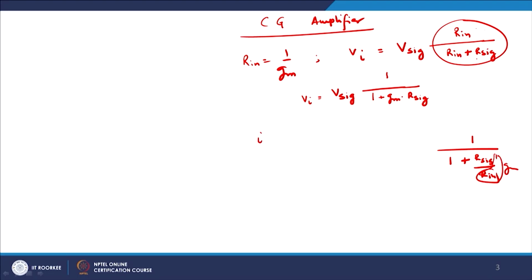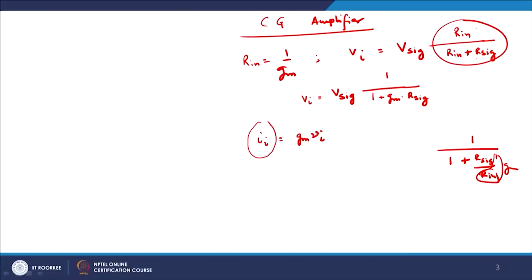Therefore, I get input current Ii equals Gm times Vi. Please understand here, why are you getting an input current? Because you are feeding the voltage through the source terminal of the MOS device, and that is the reason you are having an input current. This would not have been there if you were doing it on the gate side, and that is the reason it is Gm times Vi.